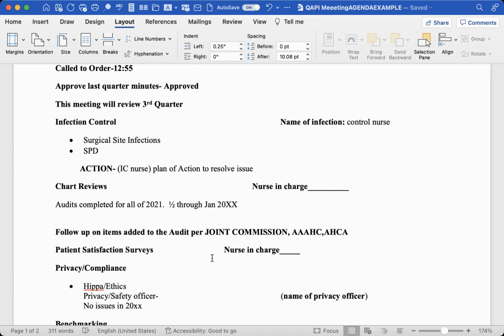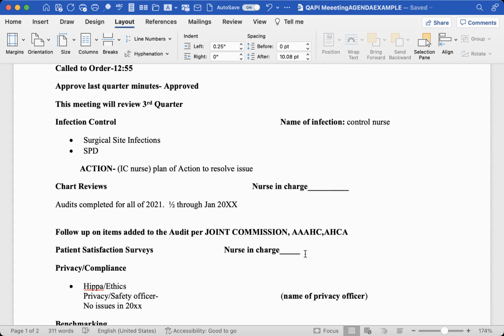And so then the next item on the agenda is the patient satisfaction surveys. You have a nurse in charge for that, and they would speak to how many surveys are coming in and what the outcome is. Are people very satisfied, over the moon, excitedly satisfied, or not so much? So that's where you would discuss your patient satisfaction surveys.